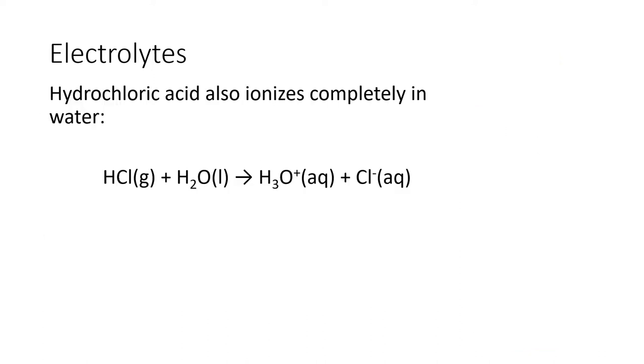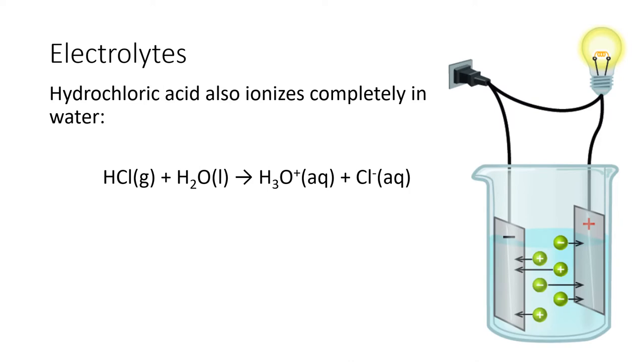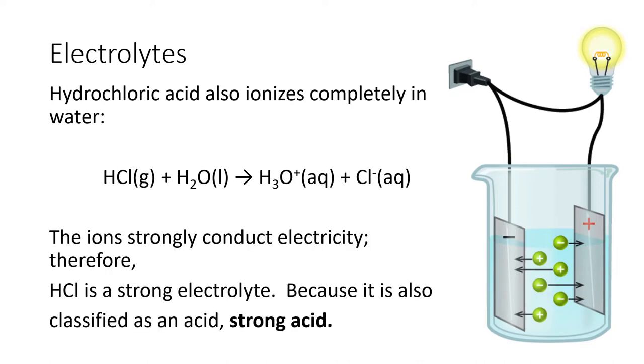We also tested hydrochloric acid, and we found that hydrochloric acid as well produced a bright light because it ionizes completely. So when I put hydrochloric acid into water, it formed hydronium ions and chloride ions, and those ions are what allow the electricity to travel and produce a charge that can light up the light bulb. Since we have ions that are produced, HCl, hydrochloric acid, is a strong electrolyte. Since it's an acid, strong electrolytes are strong acids.